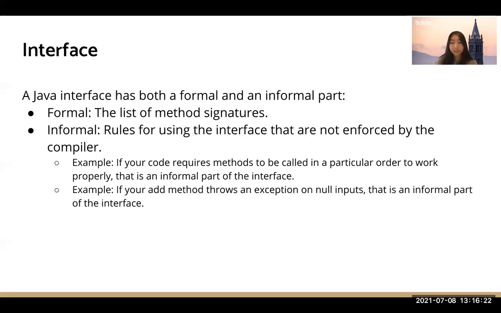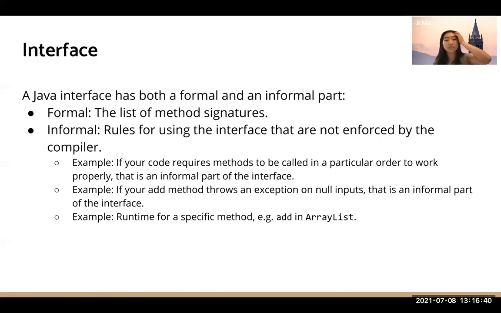If your add method throws an exception on null inputs, that's an informal part of the interface, right? Because now you have to work with this exception and do the error handling like we talked about earlier. Another example, the runtime for a specific method is an informal part of the interface. Someone who's working with your interface is going to consider the runtime, and that's not written into the code. The compiler doesn't say, by the way, this is constant time, but it's part of it. It can only be specified in comments. It's not something that you can convey otherwise. It's something the programmer has to find by looking.